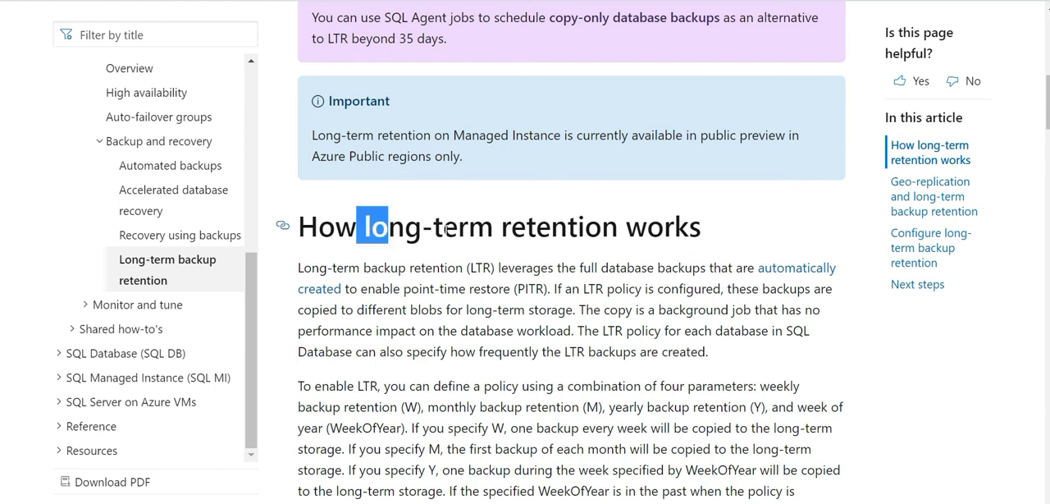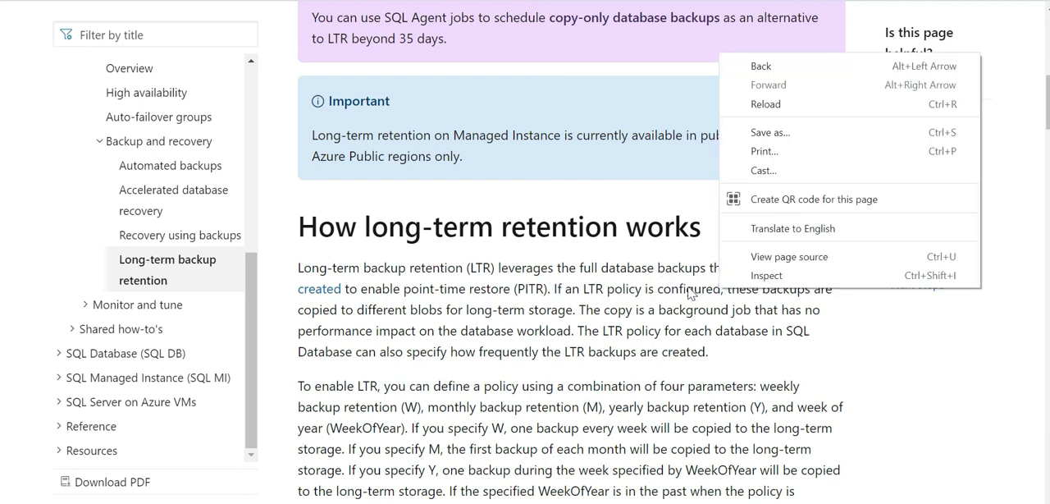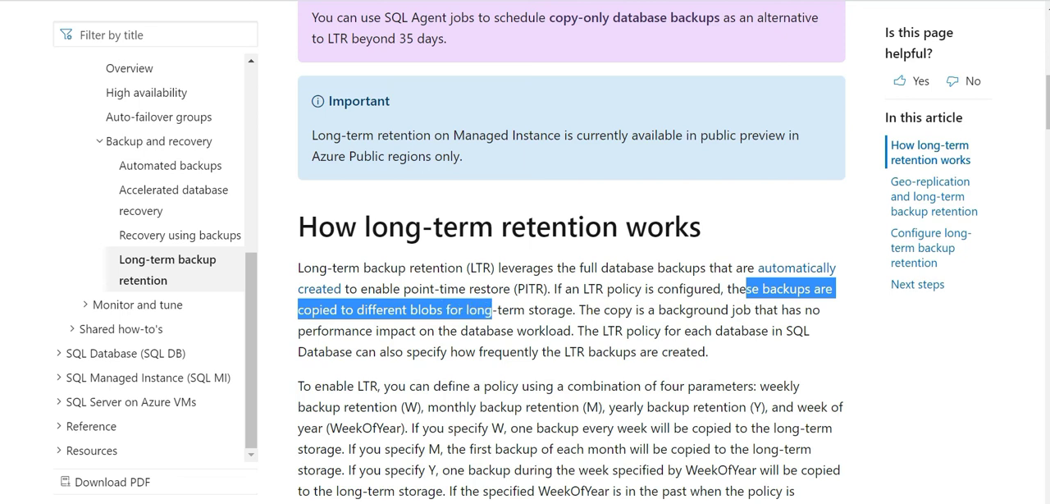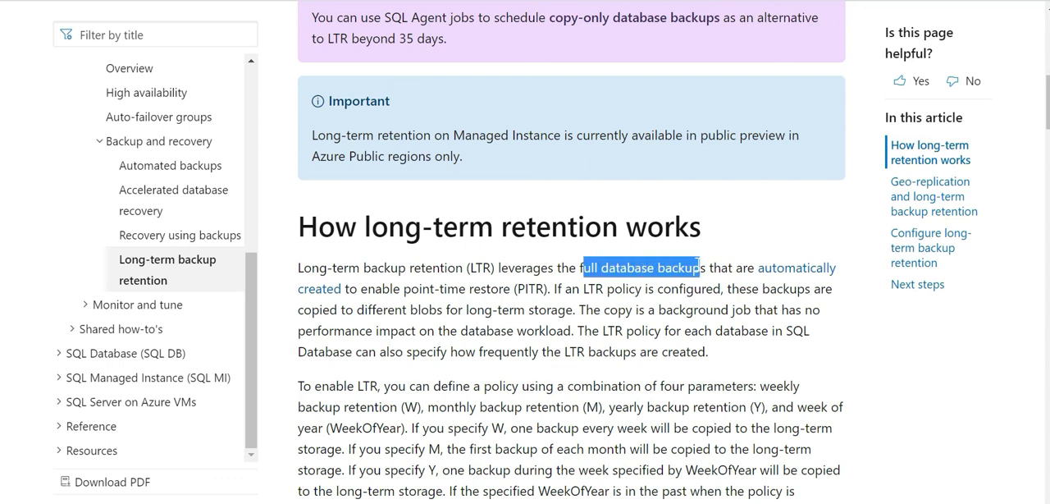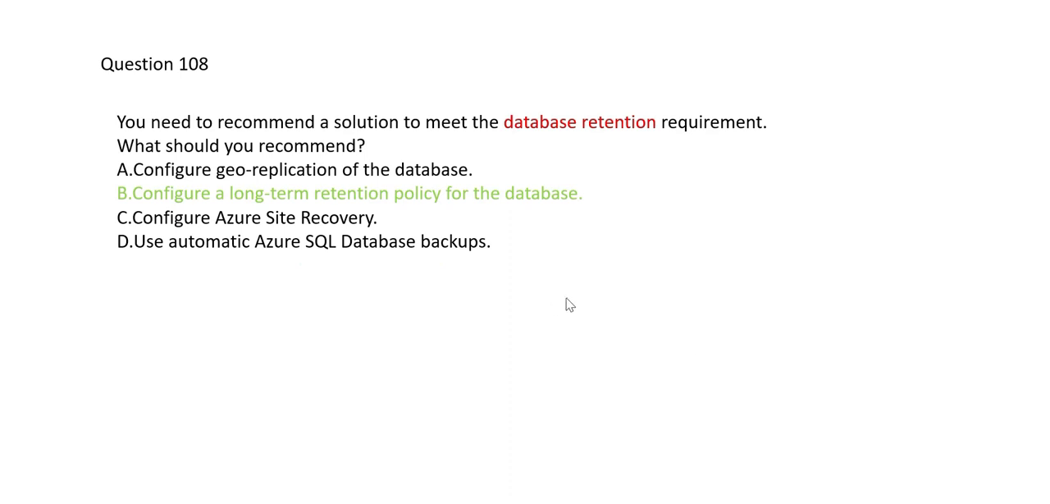This is talking about long-term retention, how it works. If a long-term retention policy is configured, these backups are copied to different blobs for long-term storage. What it does is it creates backups. So if you see here, it leverages full database backups that are automatically created to enable point in time restore. So for example, on 21st of June, you have taken this backup automatically, and this you will move to storage, something like a blob storage somewhere, and you keep it for 7 years. If you're in banking and your RBI requirement says that you have to maintain these database backups for 7 years, you can do that. So this is our final answer.